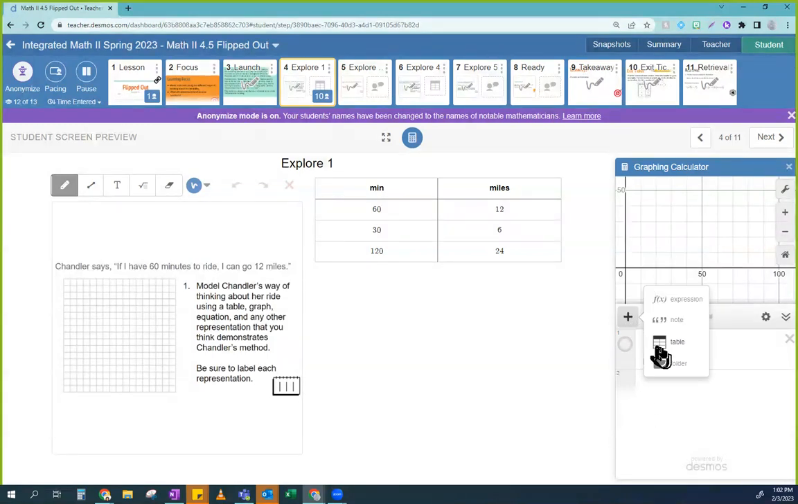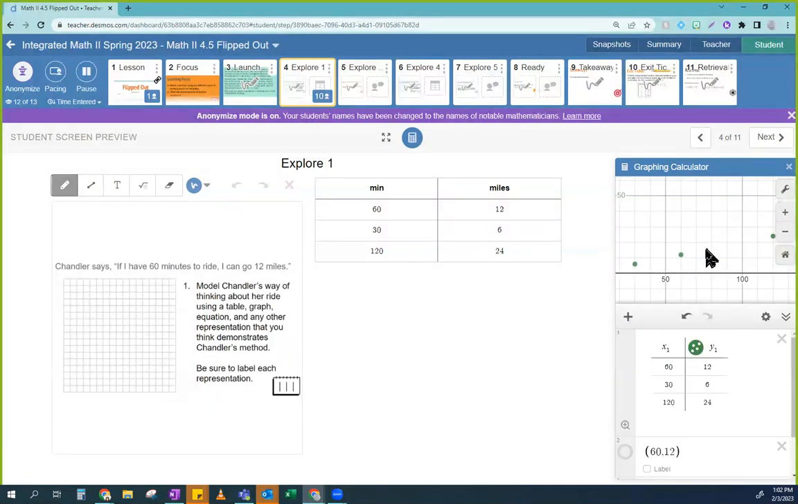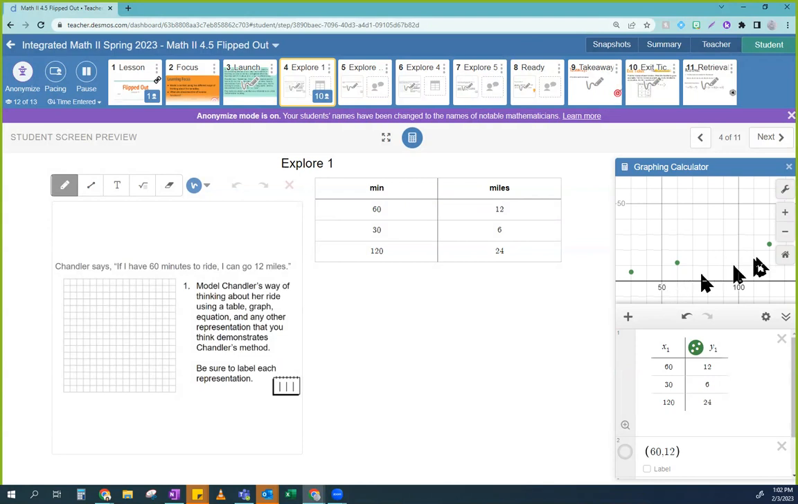Another way to do it is if you actually add in a table, and just how you did it here. You're going to go 60, 30, 120. And then you're going to go up here and go 12, 6, and 24. And as you do that, you'll see our points kind of show up in there. Okay. Very good.